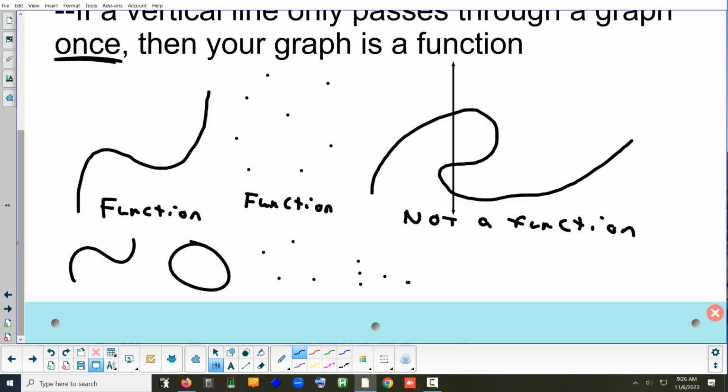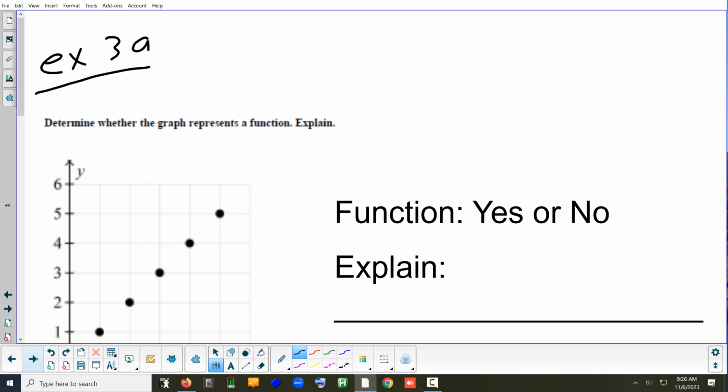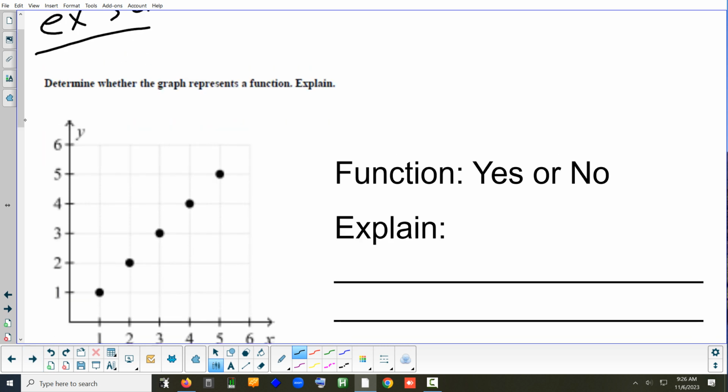All right, so any questions on that idea of the vertical line test? Sometimes you'll see it abbreviated VLT, vertical line test. Okay, let's try it on this one. We have 5 dots, and it says, is this a function? Let's take our vertical line, draw it, and as we move it through the graph, you tell me if it ever hits the dots more than once. What do you think? Eli, what do you think? No, so that means what? Yeah, this is a function. So yes, it's a function.